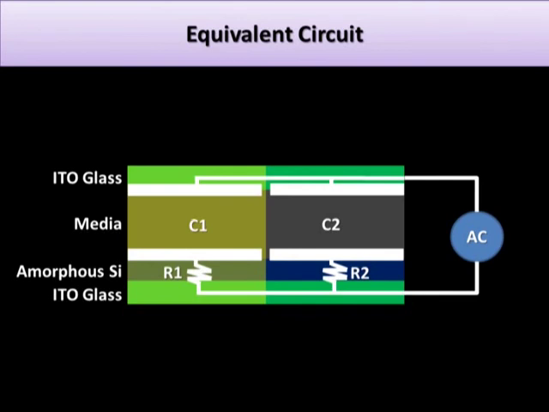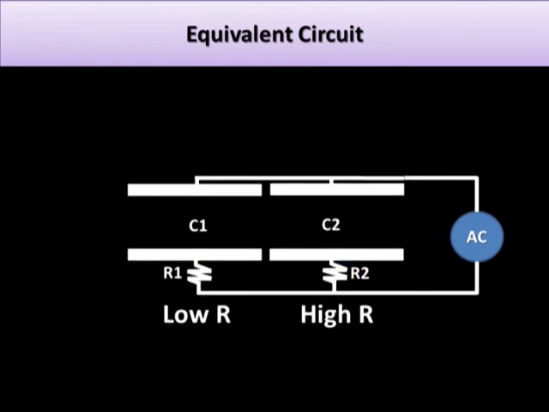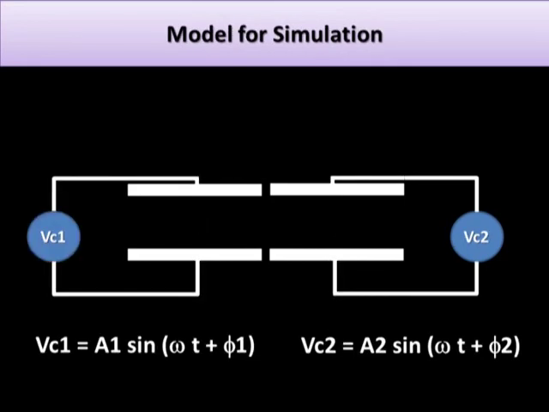In the area nearby the light projection boundary, the OET device can be modeled as two parallel capacitors. Each capacitor is in series with a resistor. The lighted amorphous silicon has low resistance, whereas the unlighted one has high resistance. The two capacitors have voltages that have different amplitudes, the same frequency, and a phase difference, which induces a rotating electric field. The research team used the software COMSOL to simulate the case.